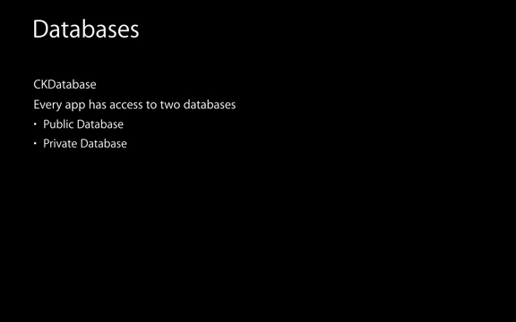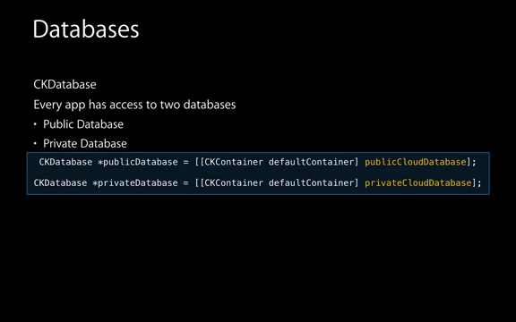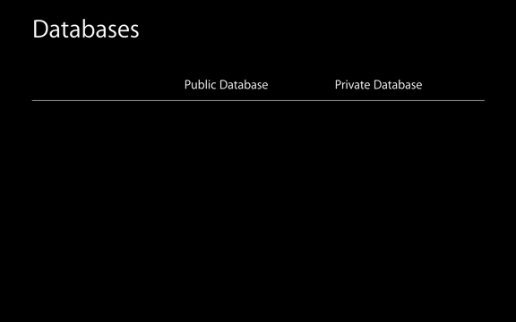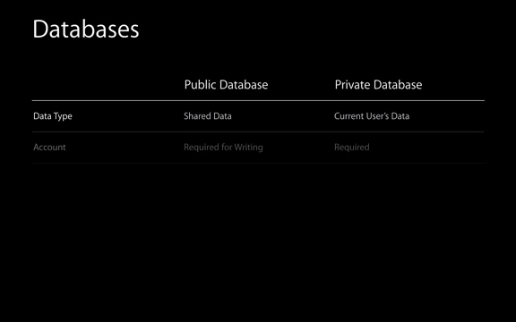So, databases. Databases are exposed in our API as a CKDatabase class. Every application has access to two of them, the public and the private. Let's have a look at a little bit of code. The container is the initial entry point into CloudKit. Here we see that I'm talking to my default container and getting its public database. I can also talk to the default container and get its private database. Let's have a look at the differences between these two databases. As we mentioned, the desired audience is going to be different between the public database and the private database. The public DB is for shared data. The private DB is for the user's own data.